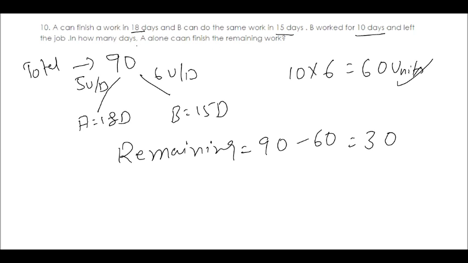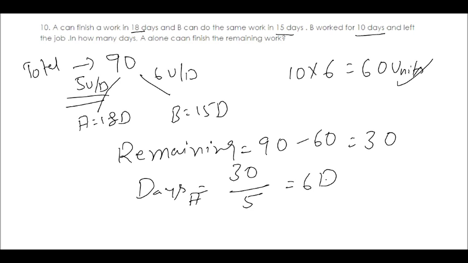So the days taken by A, we can directly write, because we know A's efficiency. A's efficiency is 5 units per day. We can write the days taken by A as 30 by 5, so in 6 days he can complete the work. This is how we can solve the problem. We directly arrive at the solution in an easier manner.